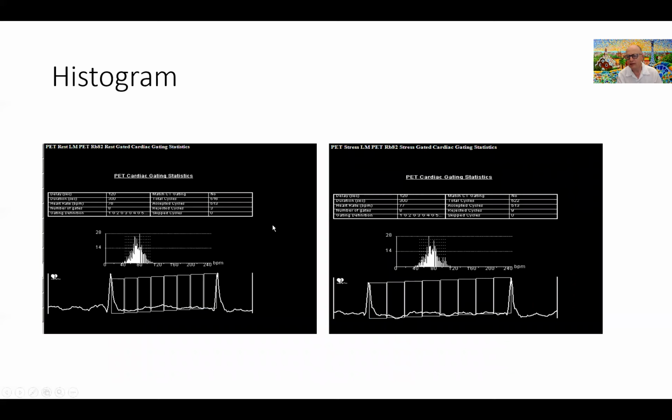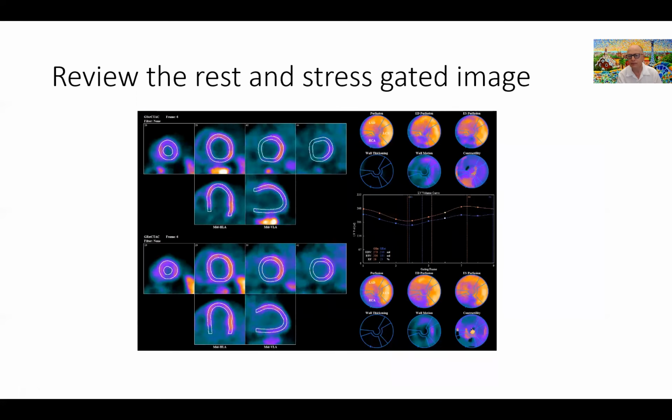The next stop here is to look at the histograms for the gated images. This patient seems to be in some kind of atrial fibrillation. You can see on rest images here, on the stress images, there is wide variability of the histogram, indicating the presence of probably variability in the heart rate during the acquisition of the images, most likely atrial fibrillation.